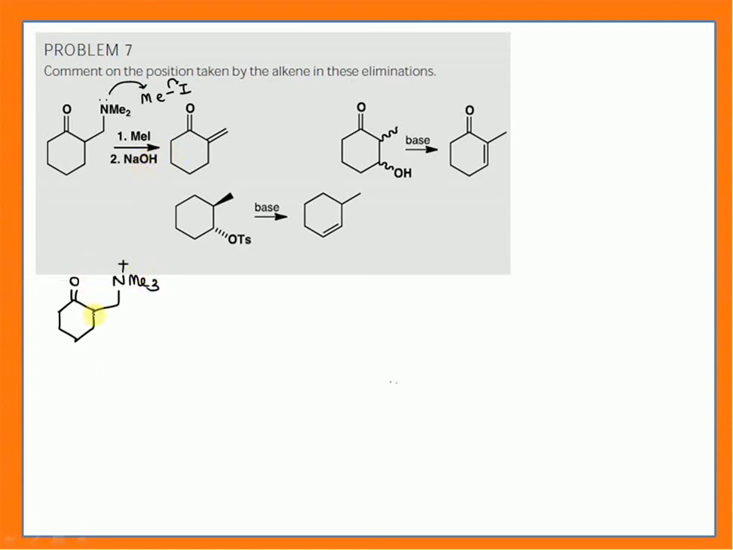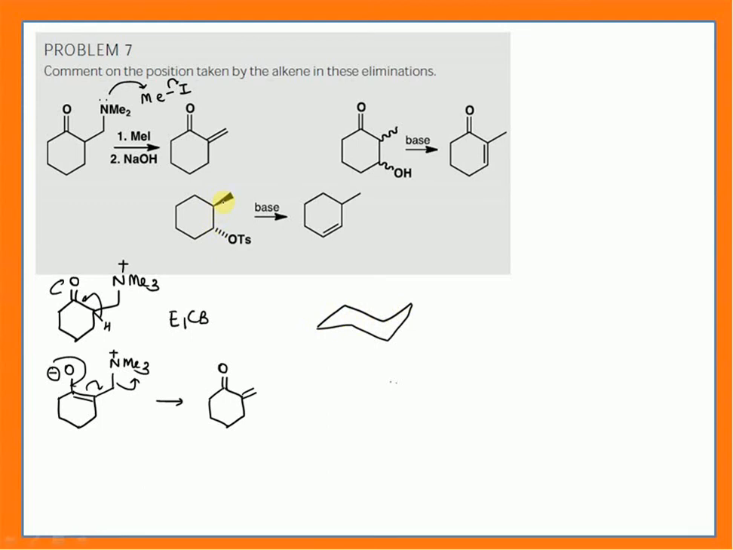In the next step we are using a base which will remove a proton from this position and we will get an enolate here. In the next step, this charge will come back, it will shift here and this NMe3 group will be removed. So we will get this as a final product. So it is following E1cB. In the next we are using a base. So first we will write it in the form of a chair conformation. Right, and in the 1,2 position the groups are trans to each other, meaning if this tosyl group is like this, then this group should also be axial in nature, right?